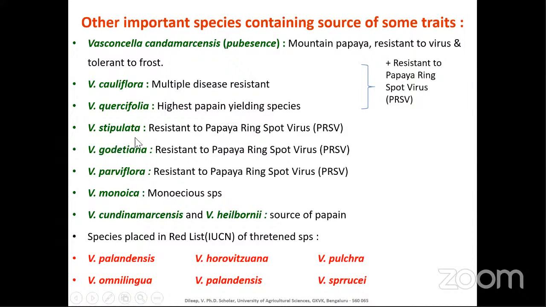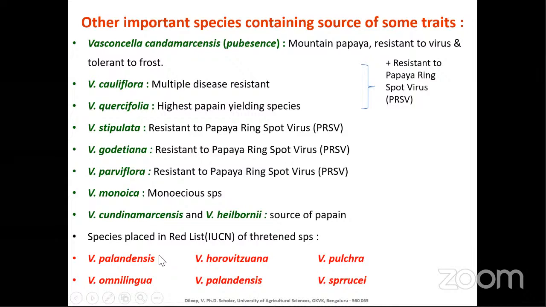Vasconcellea stipulata, also Vasconcellea goudotiana and also parviflora, they are all resistant to PRSV. And Vasconcellea monoica, as the name suggests, is a monoecious species. And Vasconcellea cundinamarcensis. Please don't confuse, this is Candamarcensis and this is Cundinamarcensis. Both are different. And also Vasconcellea heilbornii. They are the source of papain, papain yielding species.